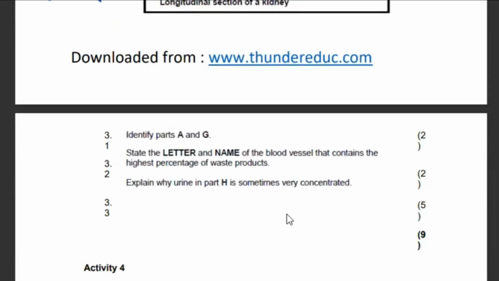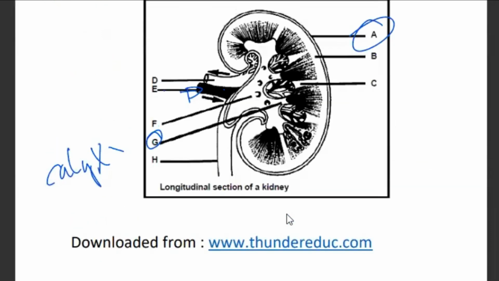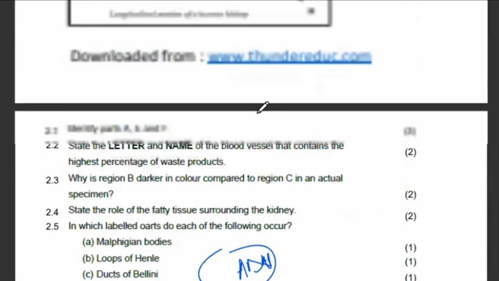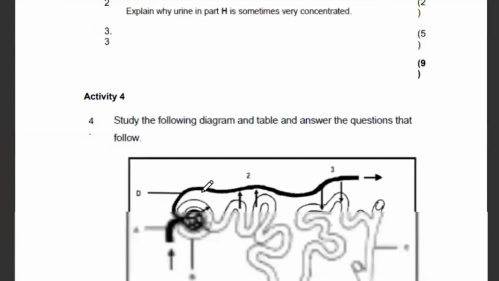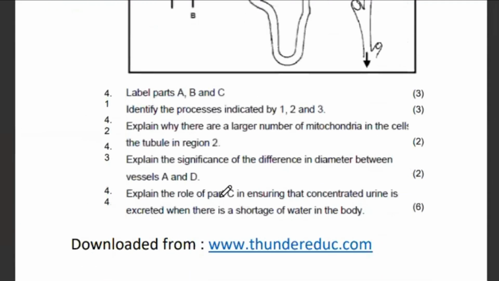Yes. And then they're saying, explain why urine in H is sometimes very concentrated. So H is exactly what we explained above. Yes, but we're just swapping the parts, and then we see if you are still on track.